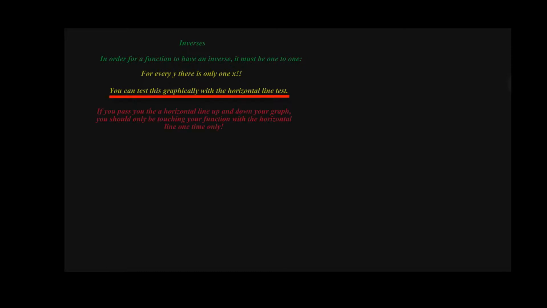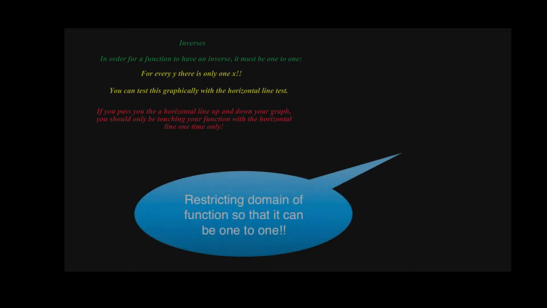And that's basically if you pass a horizontal line up and down your graph, you should only be touching your function with the horizontal line at one time only. All right? So let's see that in action.